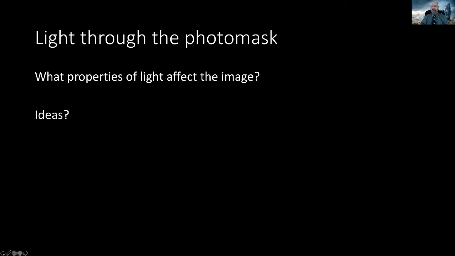So the light goes through the photomask. That's the main concept you have to think about, right? If you have light going through something that has black and clear regions, what are some of the important properties of light that affect the quality of the image you're going to project through that mask? Any ideas? Wavelength. Cool.